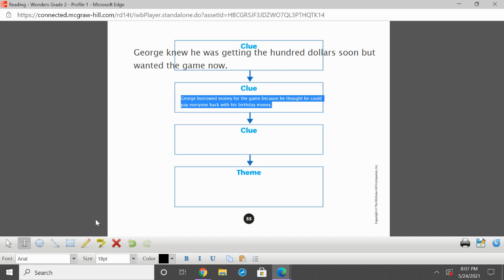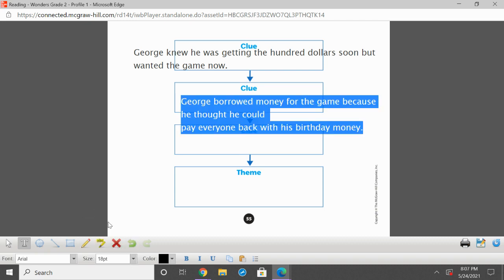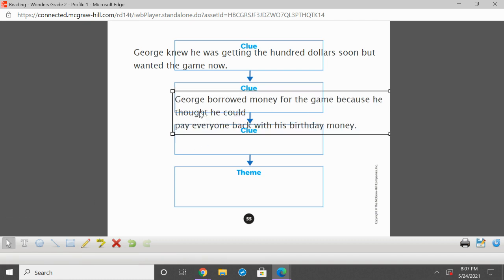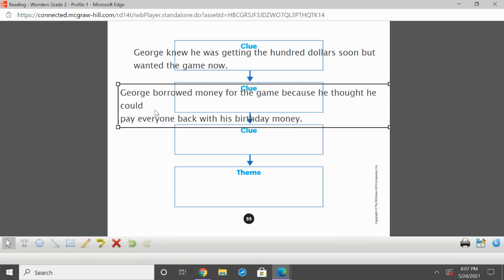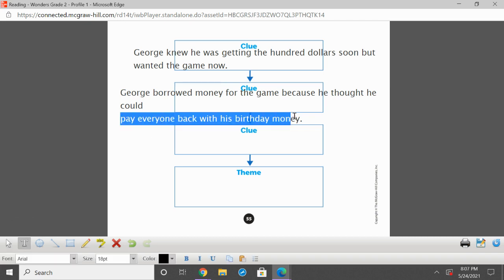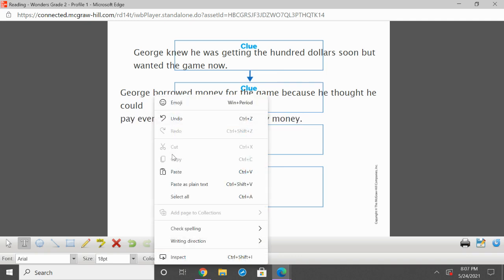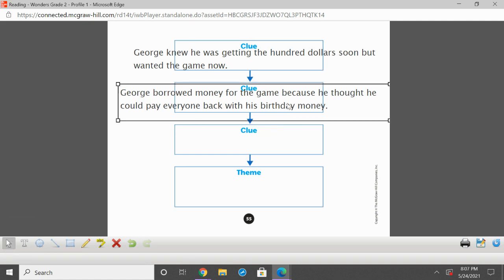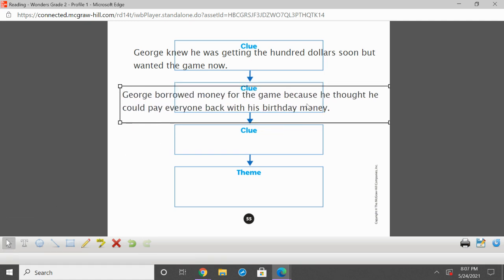So George borrowed money for the game because he thought that he could pay it back. He thought that he was going to be able to have enough money to pay it back. All right, so if you need to go ahead and pause me while you fill this one in, you may. George borrowed money for the game because he thought he could pay everyone back with his birthday money. So go ahead and write that in box 2.